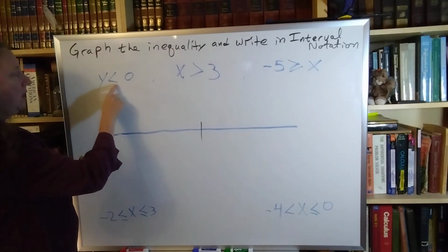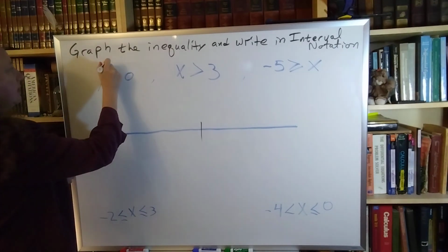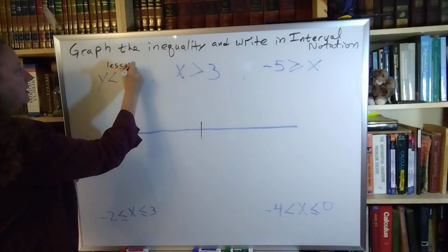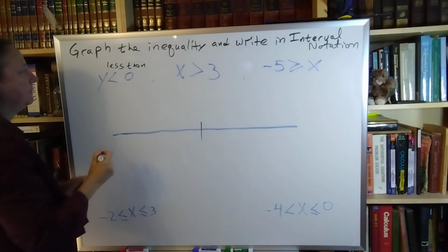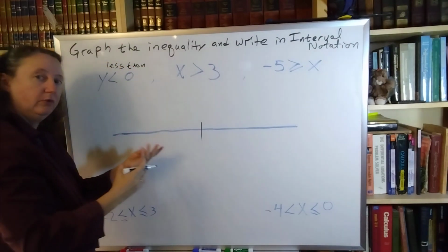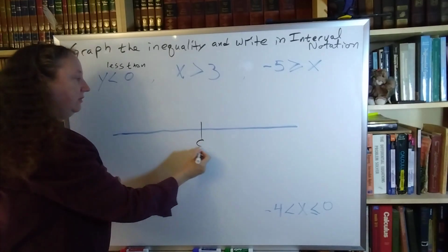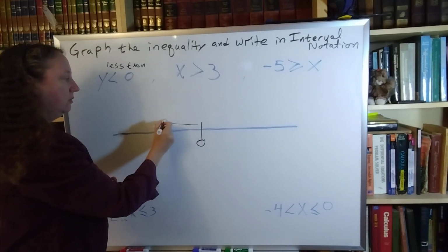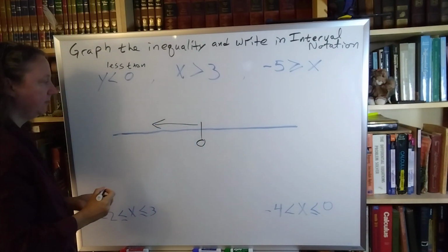Well, here we have y is less than. So we want to use the smaller numbers. So if this is 0 here, we want to go in that direction.